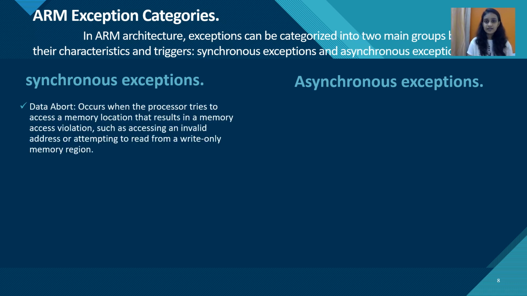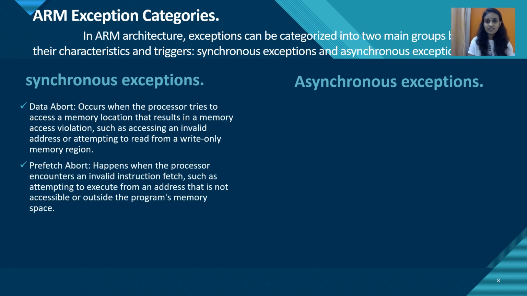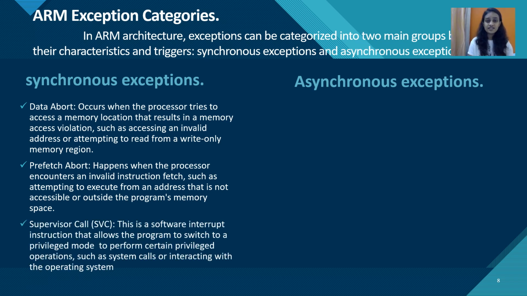In synchronous exceptions, we can see a data abort, which means the processor tries to access a memory location that results in a memory access violation, such as accessing an invalid address or attempting to read from write-only memory. Next comes a prefetch abort. It happens when the processor encounters an invalid memory address which is out of the memory space. Next comes a supervisor call, SVC, a software interrupt instruction that allows a program to switch to privileged mode to perform a privileged task. Next comes the asynchronous exception.